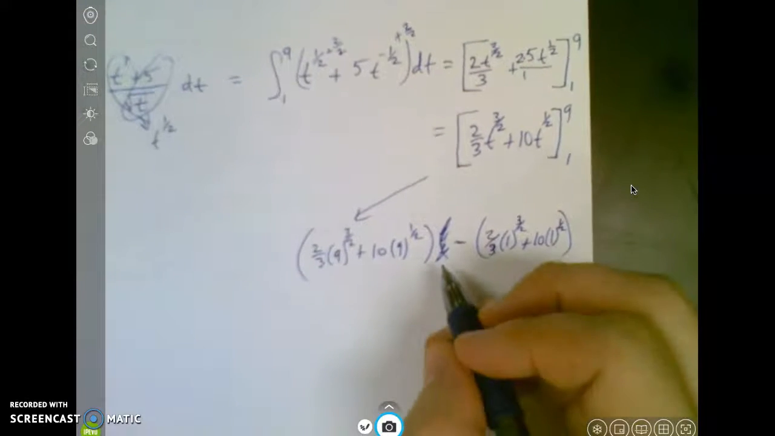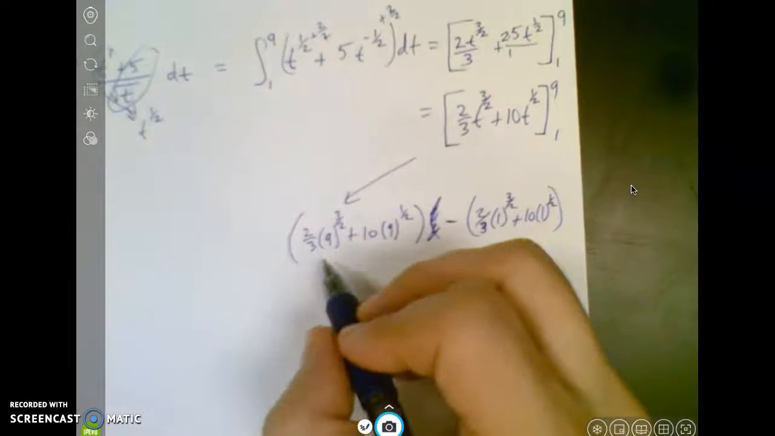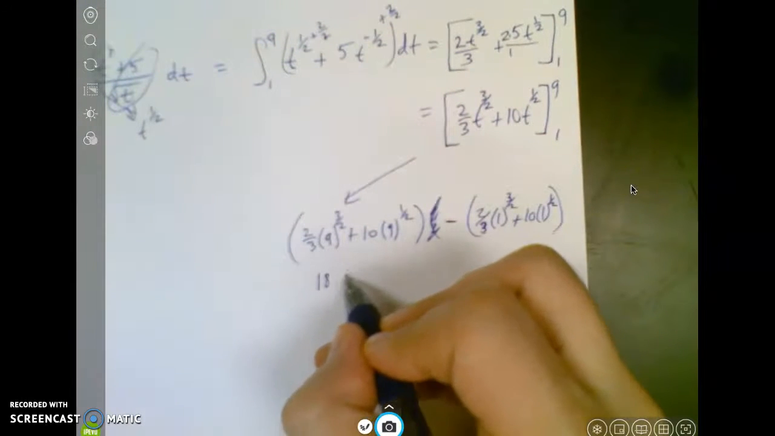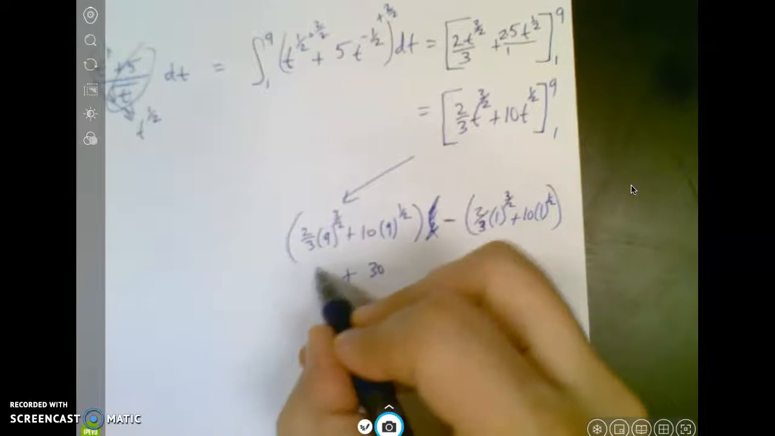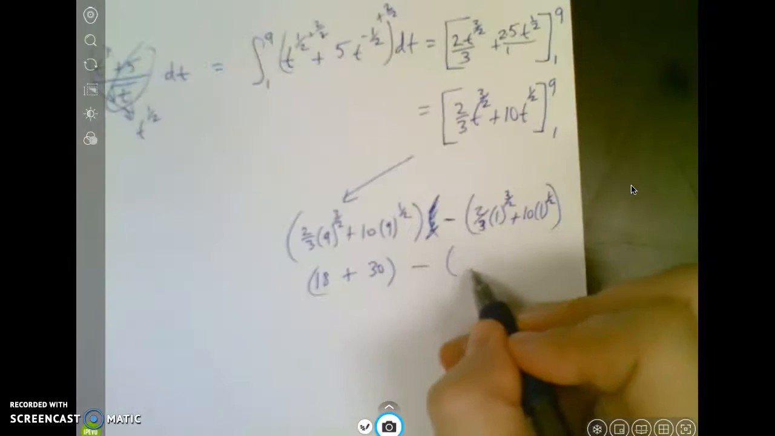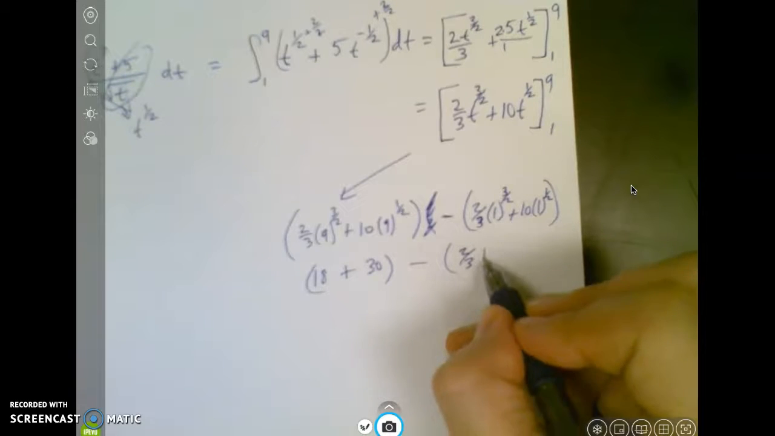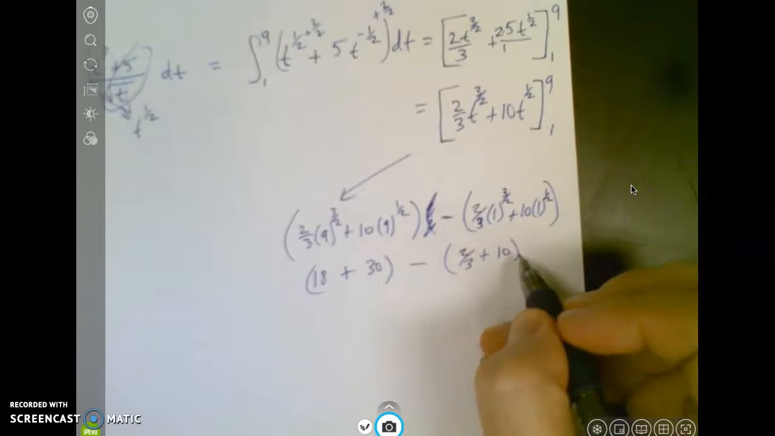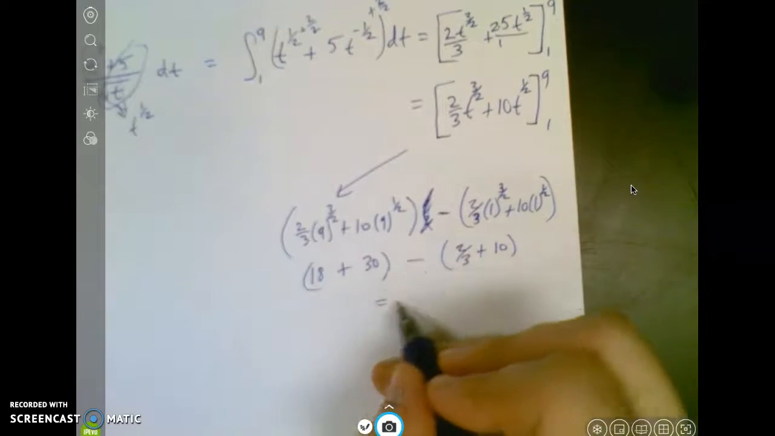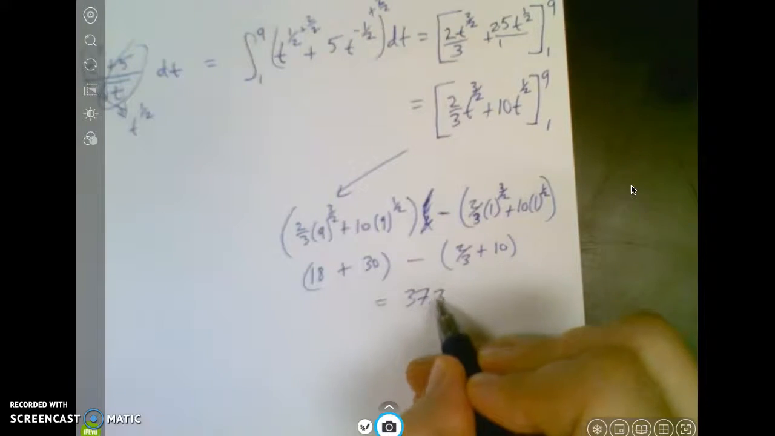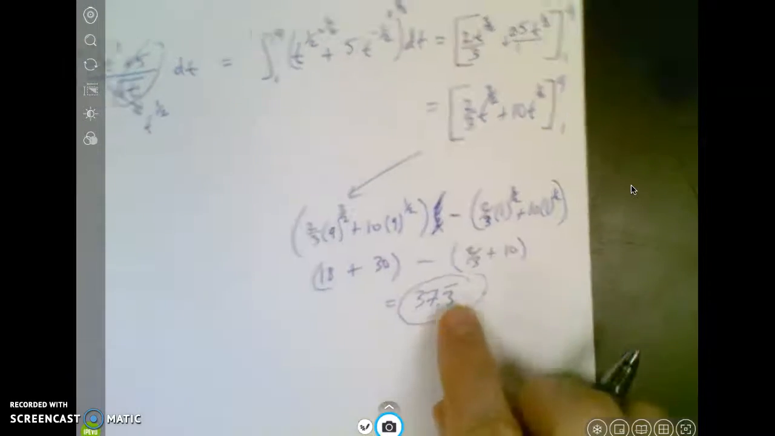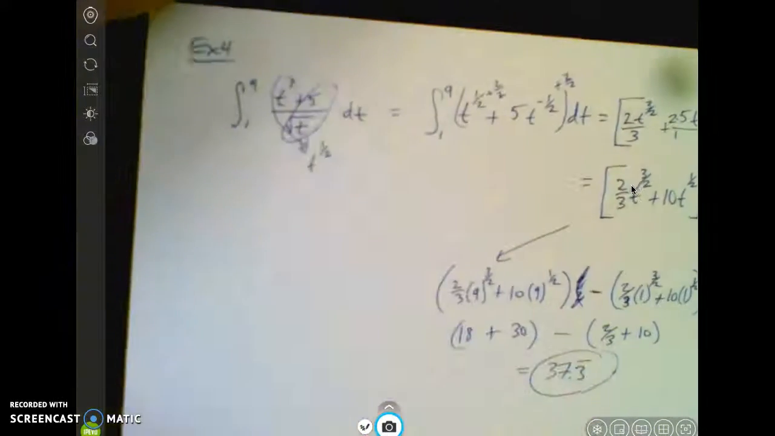You're going to plug that in, and I recommend getting an answer for these. Like this is 18 plus 30, if you type those in. And this will be 2/3, because 1 to any power is still 1, plus 10. And if you do that in your calculator, that could be one step, and you get 37.3 repeated. Still means the area under this curve. That's just a crazy curve to know the area under. All right, last problem.